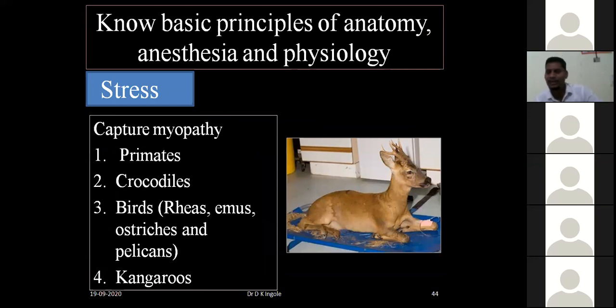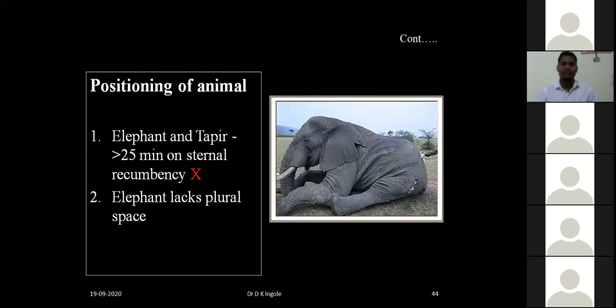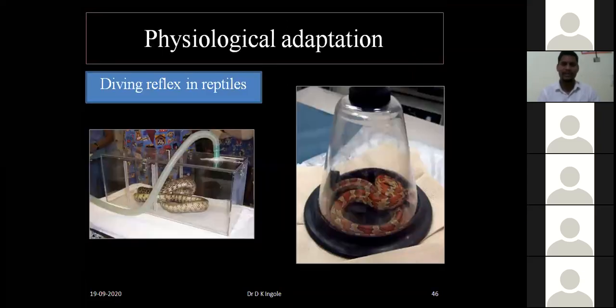We have to capture the animal politely and quietly to reduce the stress, because once the animal is stressed, that will lead to capture myopathy, and capture myopathy is more observed in primates, crocodiles, and birds which have long legs. They are more prone to capture myopathy. Then positioning of the animal. I said sternal recumbency for more than 25 minutes is not recommended in elephants, and elephants lack pleural space.